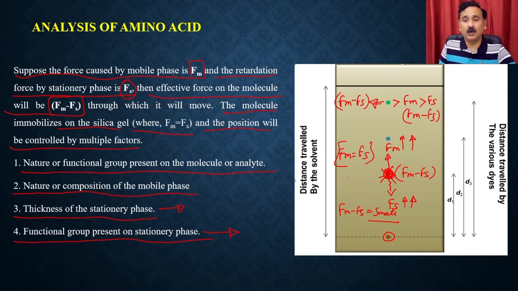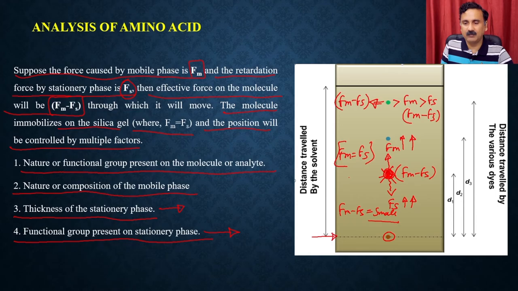And if the FS goes up, the FM minus FS is going to be small, and that's why it is going to immobilize very soon, and it is going to be closer to the spotting points. So you can imagine that if I want to know where the molecule is going to immobilize, once it has been immobilized, I can take a distance from this molecule to the origin. So this is the origin point.